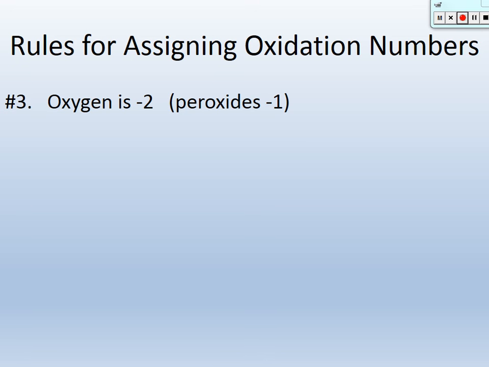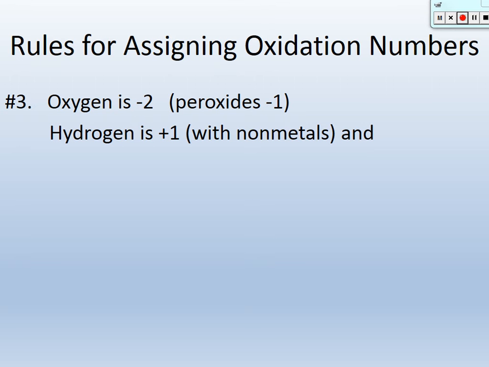Let's go to rule number 3. Oxygen is always a -2. Hydrogen is always +1. Actually, rule 3 is probably the best rule to remember and go off of first. If you have oxygen in it, it's a -2. Hydrogen, it's a +1.